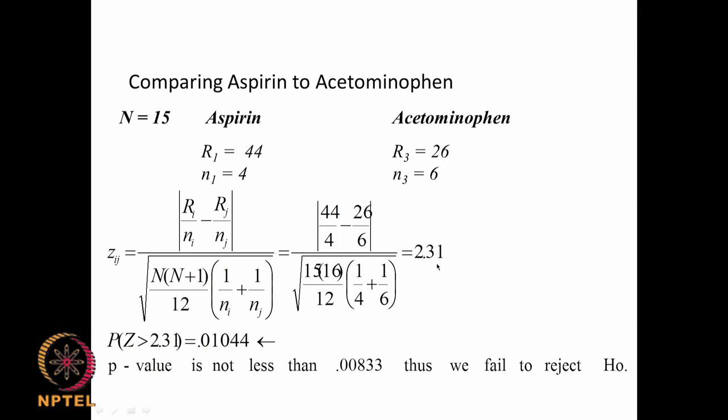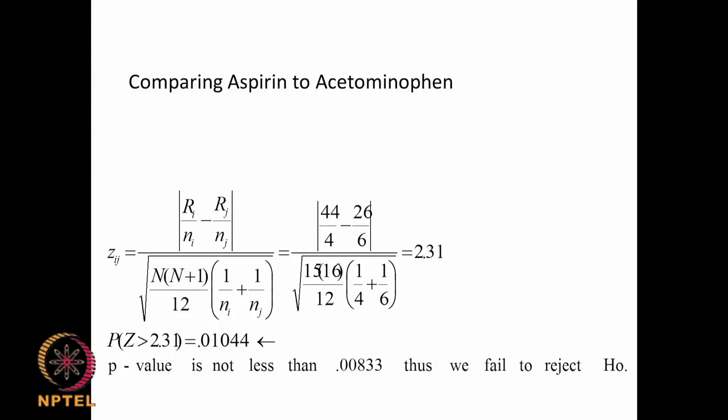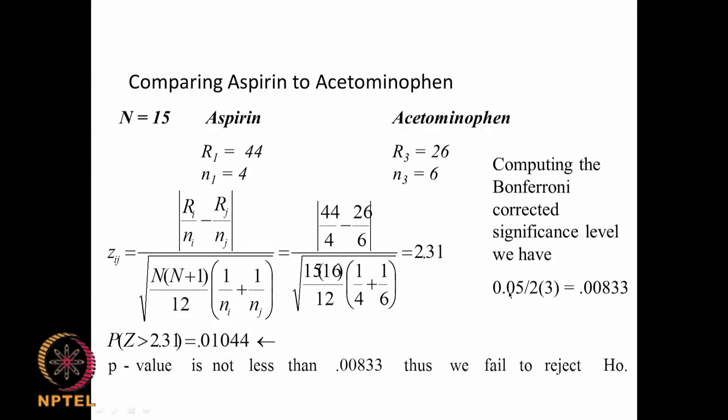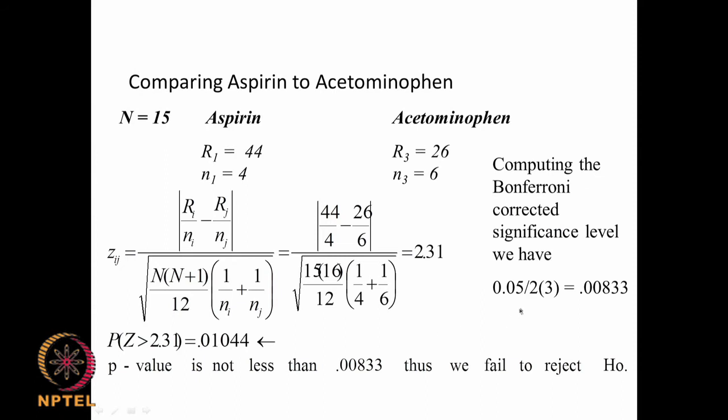Okay, once you calculate the Z, the probability of 0.0104 is obtained from your Z table. Then we compare it. We look at 0.05 divided by 2m, that is alpha is 0.05 divided by 2m, where 2m is given by k into k minus 1 divided by 2, where k is the number of groups, so you get this as 0.00833.